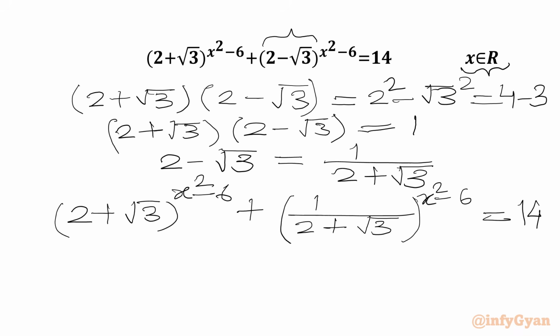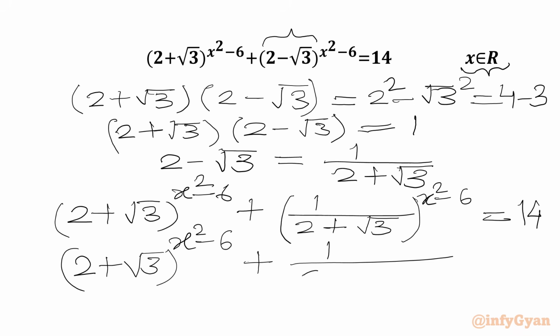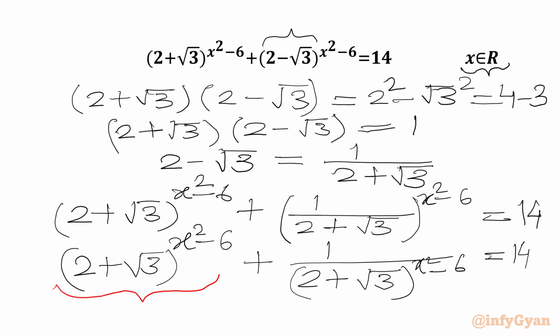Using properties of exponents, we can write 2 plus square root 3 whole power x square minus 6 plus 1 over 2 plus square root 3 whole power x square minus 6 equal to 14. Now we can use substitution. If we consider 2 plus square root 3 with whole power x square minus 6 equal to u.